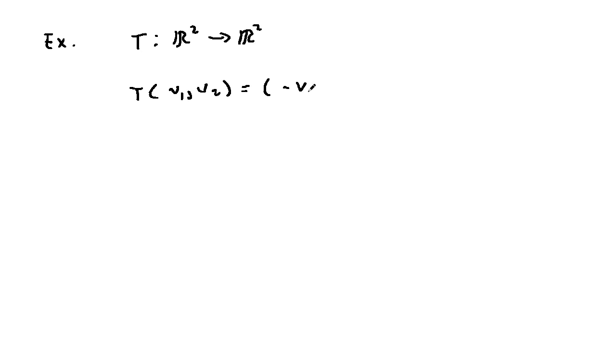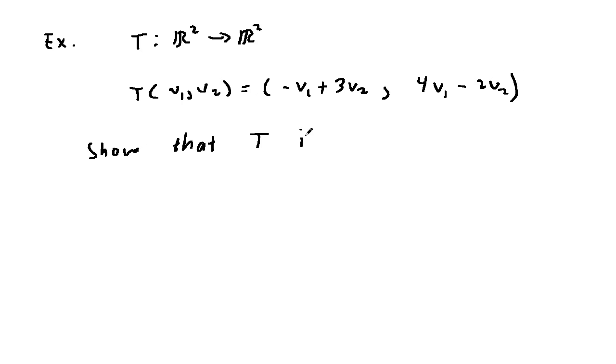Let's do an example. Consider T from R2 to R2 defined by T of (v1, v2) equals this for the first component and this for the second component. Show that T is a linear transformation.